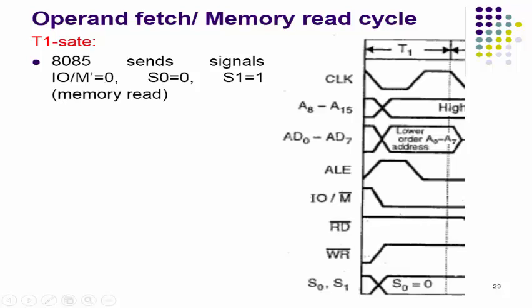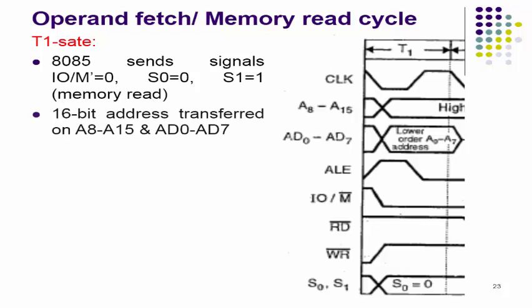Once again here T1, T2, T3, these are the clock cycles. So clock signal, higher order address, AD0 to AD7 multiplexed address and data lines, ALE signal, IO/M bar signal, read bar, write bar control signals, and status signals S0 and S1. In this case you will find S0 equal to 0 and S1 equal to 1 for memory read.